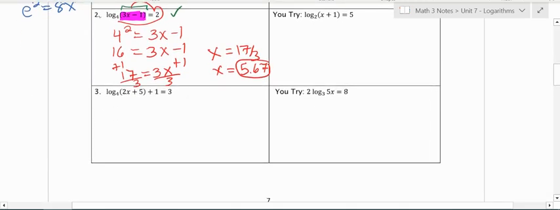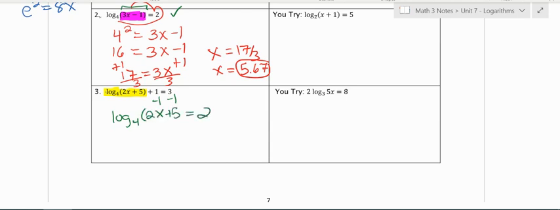For the second or third example, same thing. So I'm going to isolate my log. My log is right on the left side. I have a positive 1 that's not being evaluated by the log, but that's on the left side. So I have to first get it on a side by itself. So log base 4 of 2x plus 5 is equal to 2.